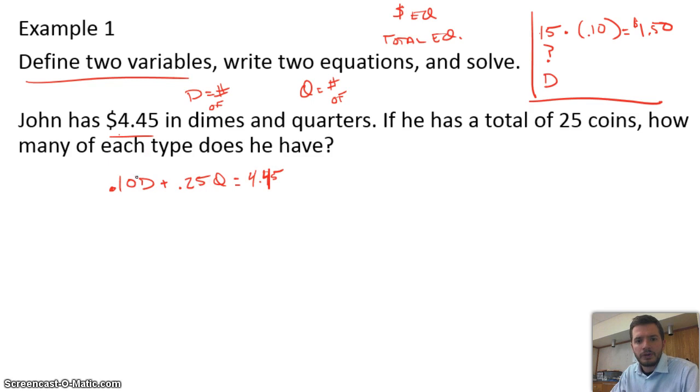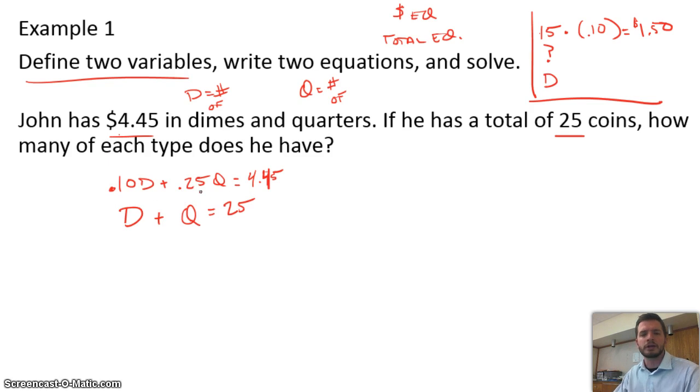Now we'll do the total equation. If we're talking about 25 coins total, you just take the number of dimes plus the number of quarters, and set it equal to 25.